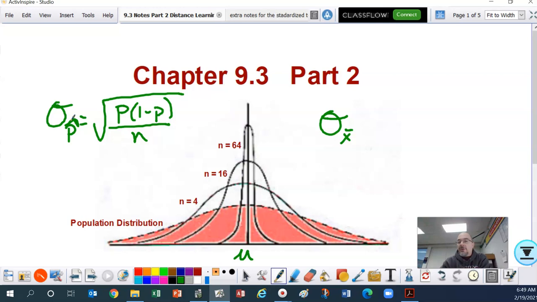Here's the standard deviation. That would be the standard deviation divided by the square root of n, right? Because as n goes up, it's going to get smaller and smaller and smaller. It's going to draw in those sides, all right? Okay, so let's look at this example. Let's move on.